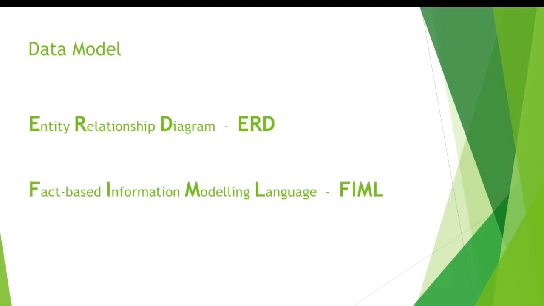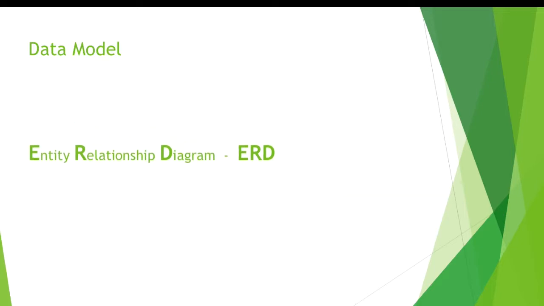There are two kinds of data models that we want to look at today. The diagrammatic entity relationship diagram, short ERD, and the text-based, fact-based information modeling language, short FIML. Let's have a look at the ERD first. The main concepts of an ERD are entities, attributes, and relationships.